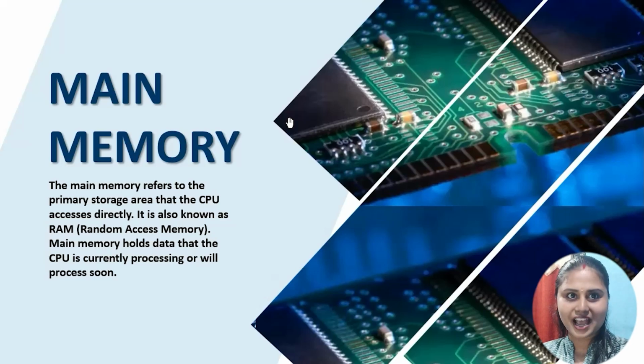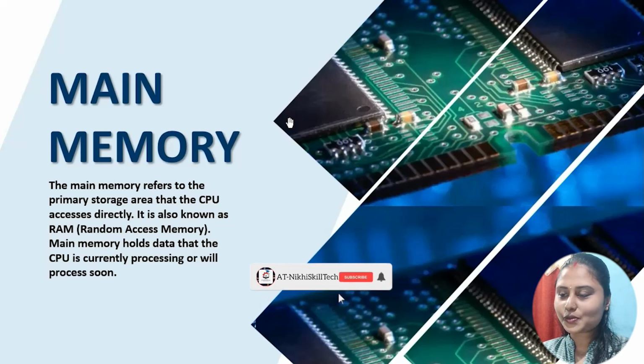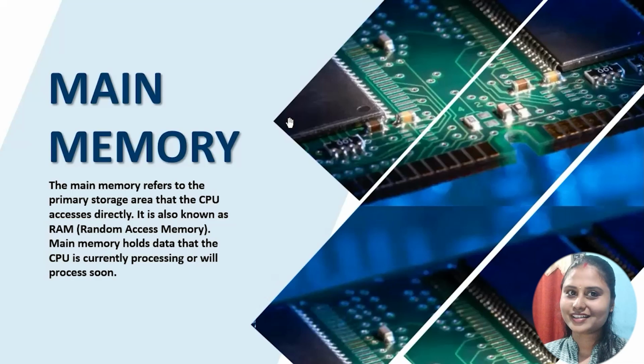It's RAM, random access memory. The main memory holds the data that the CPU is currently processing or will process soon. Also, it is a temporary memory. We cannot blame the main memory if the data is being lost. It's our responsibility to save the data during this process. That's why the mentor always says keep pressing Ctrl S while you work on a computer.